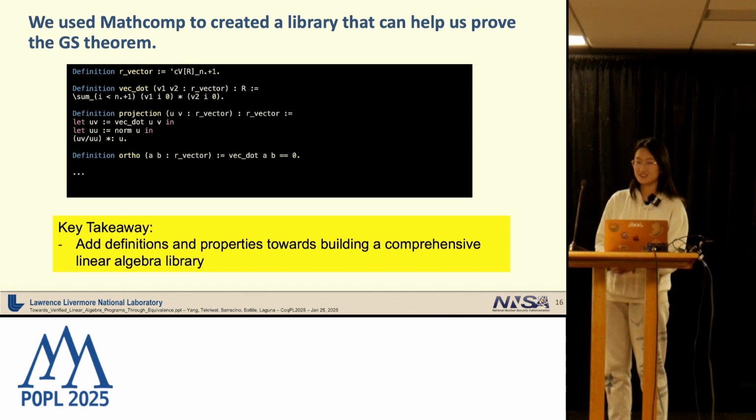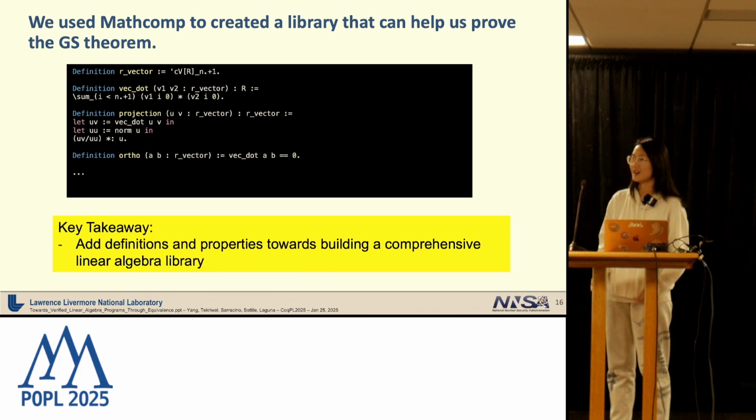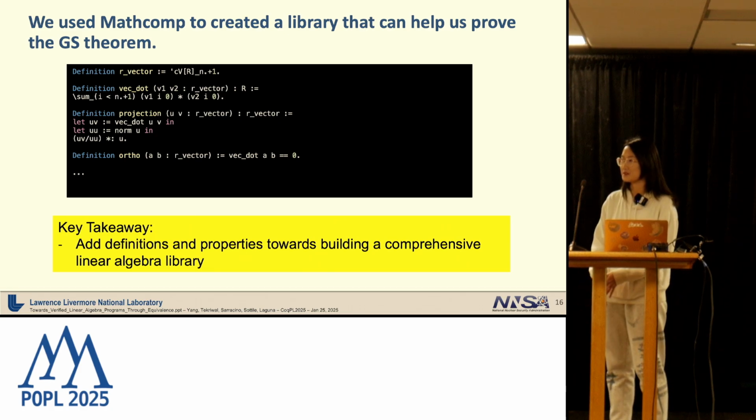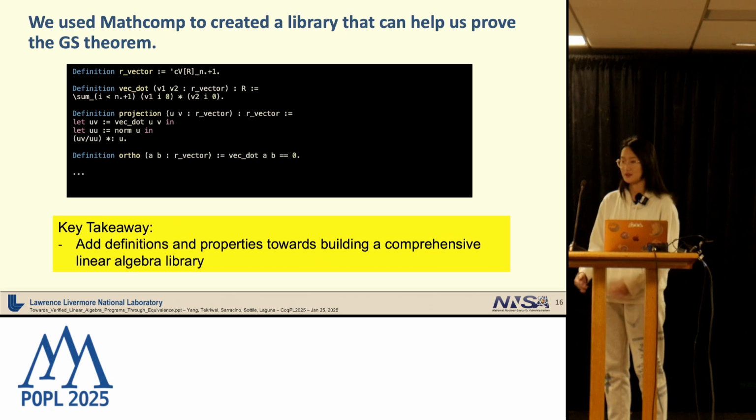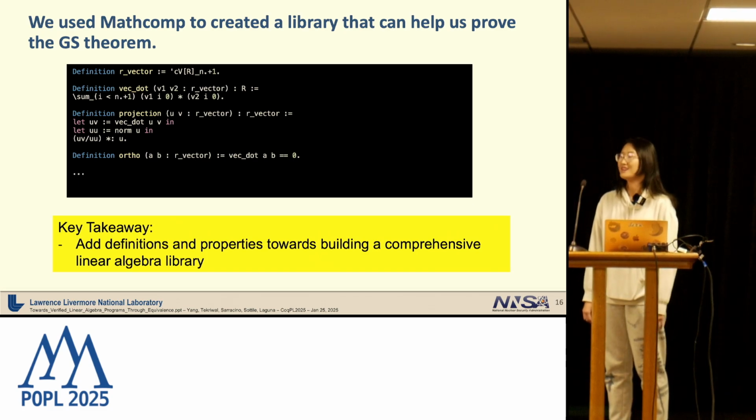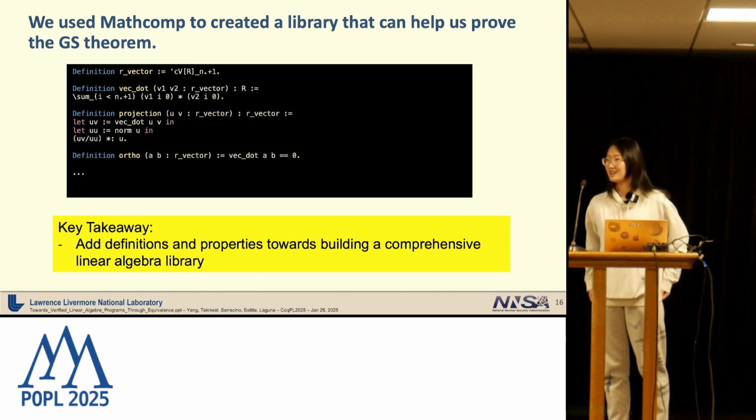Because there are a lot of lemmas in vectors and in matrices that we can directly use, the proof does not heavily rely on how it is defined. There are already many lemmas that help me work with the representation.